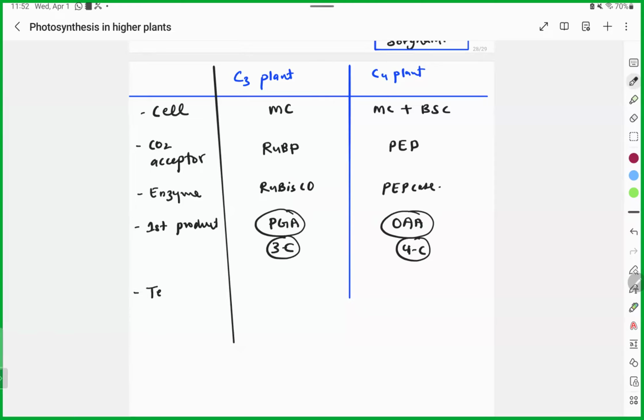Temperature tolerance. Temperature tolerance is more in C4 plants and less in C3 plants. Mostly C3 plants act at 20-25 degrees Celsius. C4 plants can tolerate up to 40 degrees Celsius temperature easily, 40-45. No problem.